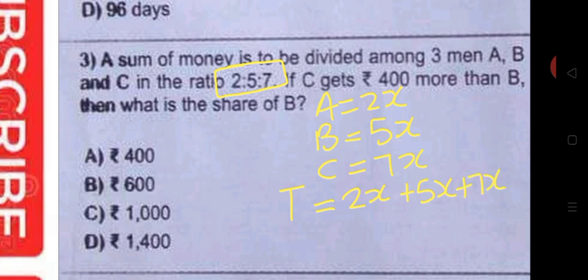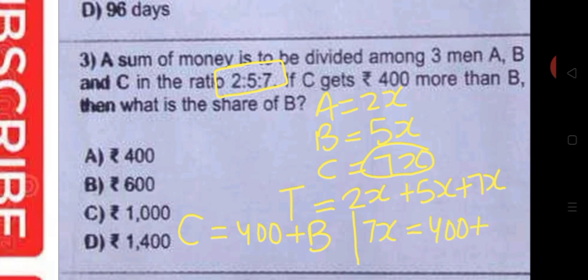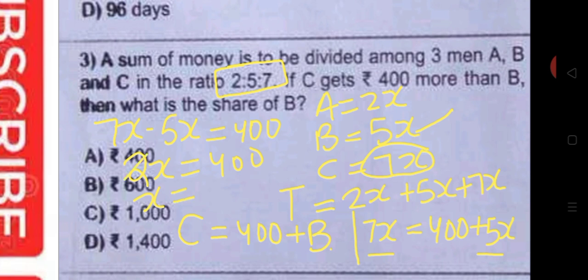The question tells us C gets 400 more than B. That is, C gets 400 more than B. Now C gets 7x. So I will write here 7x is equal to 400 plus B gets 5x. So it is 7x minus 5x is equal to 400, or 2x is equal to 400, or x is equal to, 2 ones are 2, 200s are... So x is equal to 200.